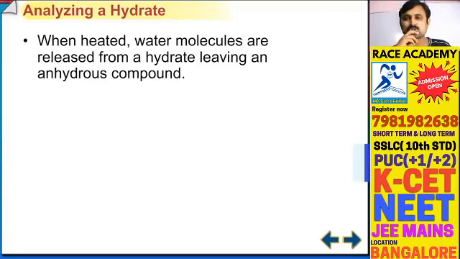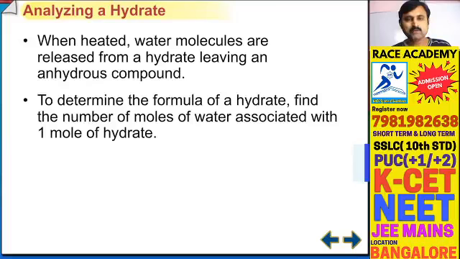Inside the walls of the test tube, some water droplets will develop, which indicates the given salt is a hydrated salt in the salt analysis. So that is a simple example. To determine the formula of a hydrate, find the number of moles of water associated with 1 mole of hydrate.